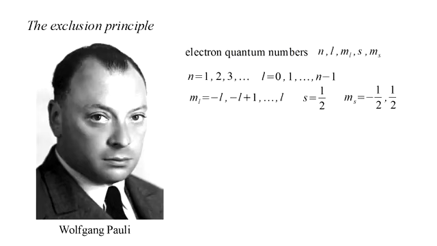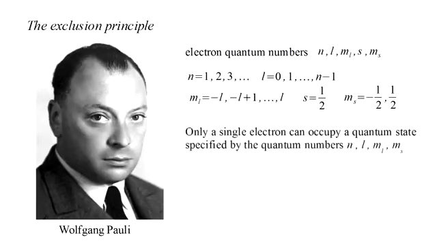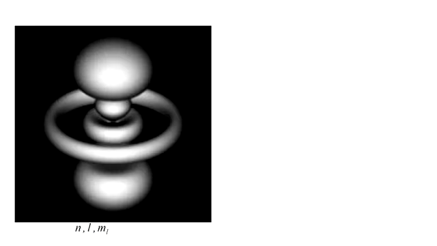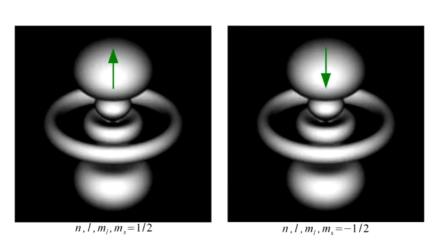Pauli's exclusion principle states that only a single electron can occupy a quantum state specified by the 4 quantum numbers n, l, m sub l, and m sub s. We don't bother listing s since that's fixed at 1/2 for all electrons. So, an orbital with given values of n, l, and m sub l can hold one electron with m sub s equals 1/2, and one electron with m sub s equals minus 1/2. That is, each orbital can hold 2 electrons.